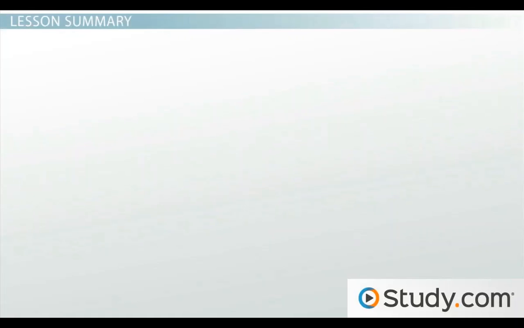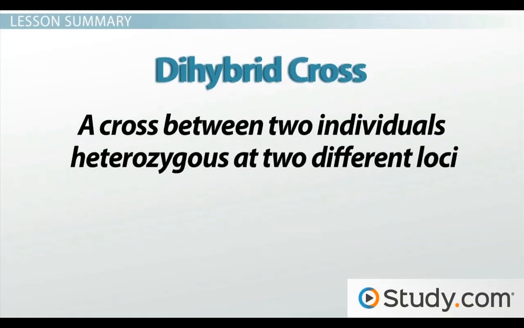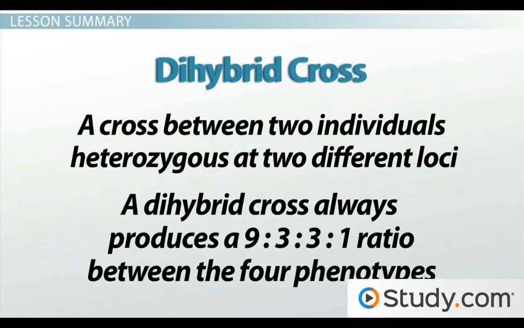So, in summary, a dihybrid cross is a cross between individuals that are heterozygous at two different loci. A dihybrid cross produces a 9-to-3-to-3-to-1 ratio between the four different phenotypes.